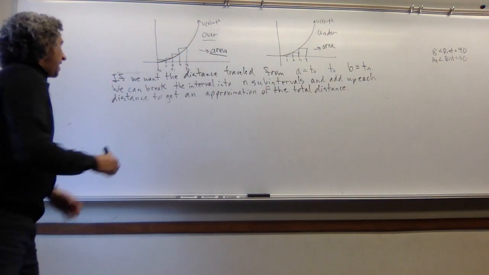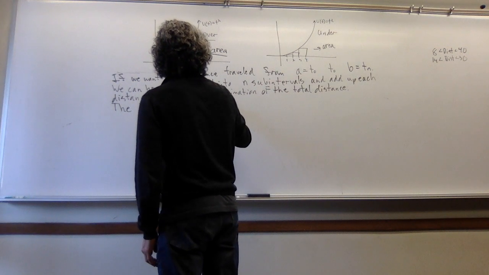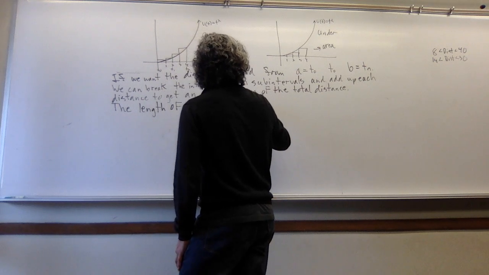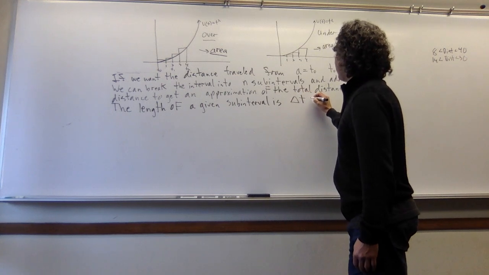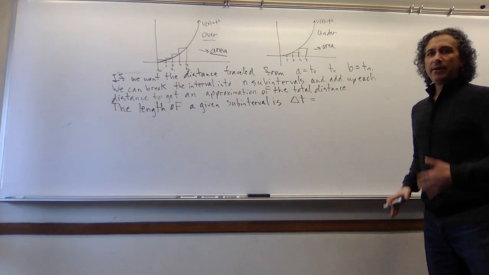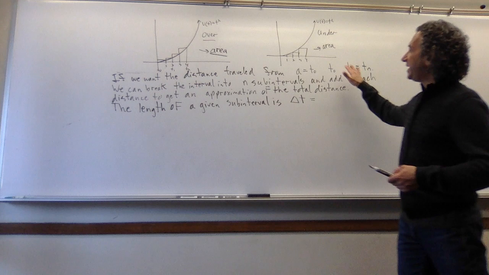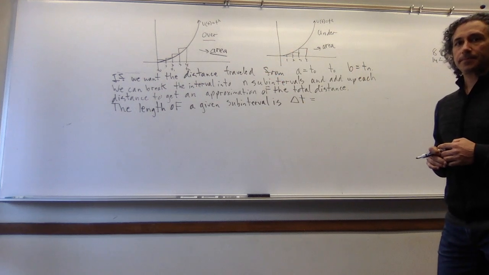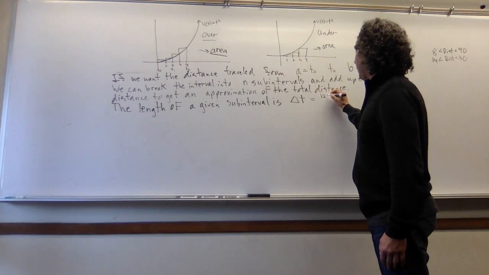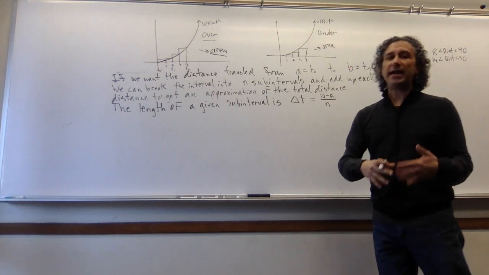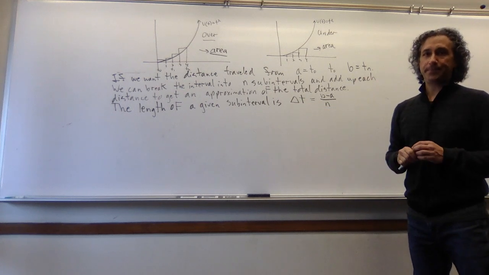Let me also note that the length of a given subinterval is, well, I'm going to call it delta t for change in time. And now I invite you to pause the video and try to come up with a formula that involves A, B, and N. Well, hopefully you said it'll be B minus A, in other words, the length of the total interval divided by the number of subintervals. So that will give you the change in time.